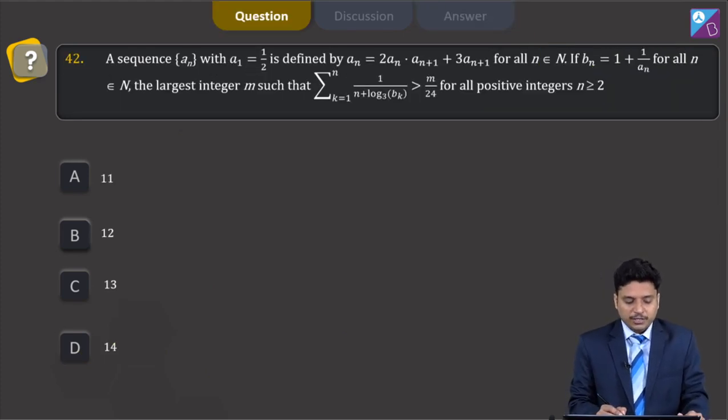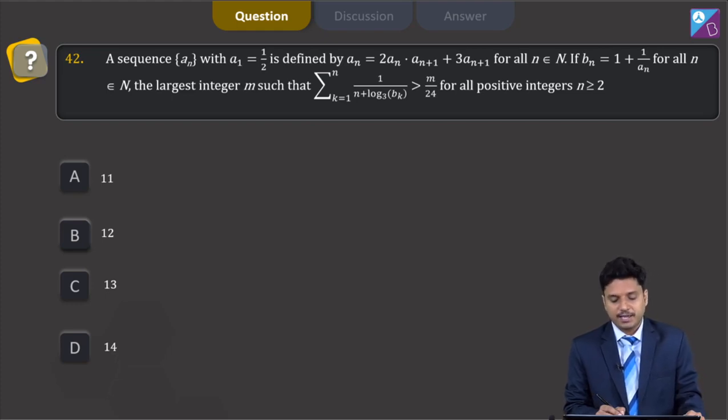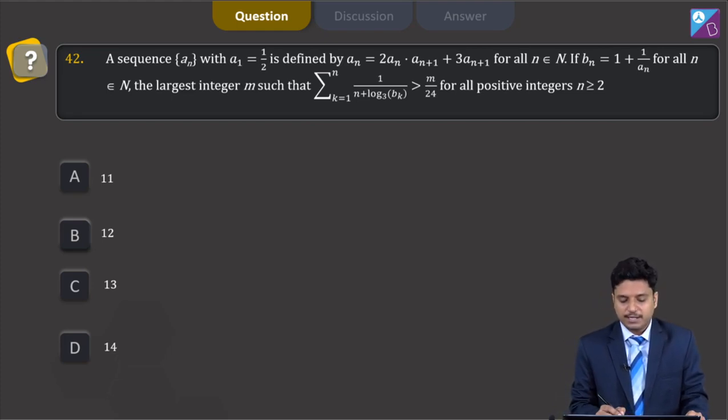Now moving on to the next question, that is question number 42. This has been a given question from sequence and series. This is a sequence an with a1 given as 1 by 2 and is defined by an is equal to 2an into an plus 1 plus 3an plus 1 for all n belonging to natural numbers. Bn is given as 1 plus 1 by an for all n belonging to natural numbers. Now we have to find the largest integer m such that this summation is greater than m by 24 for all positive integers n greater than or equal to 2.